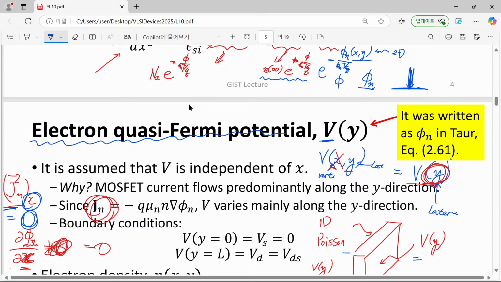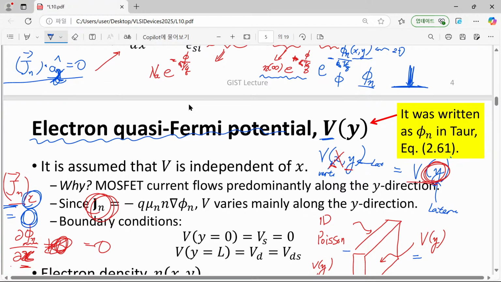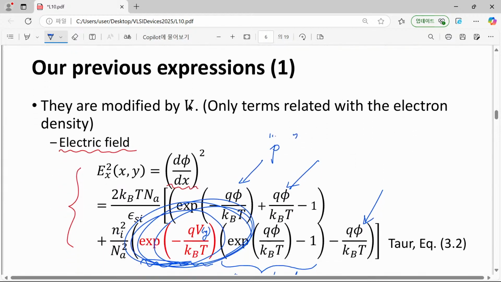We need only non-zero current conduction along the y direction. Okay, we can say that this is allowed. However, if we have the vertical direction, then that should be 0. From this consideration, we can have this simplified form.